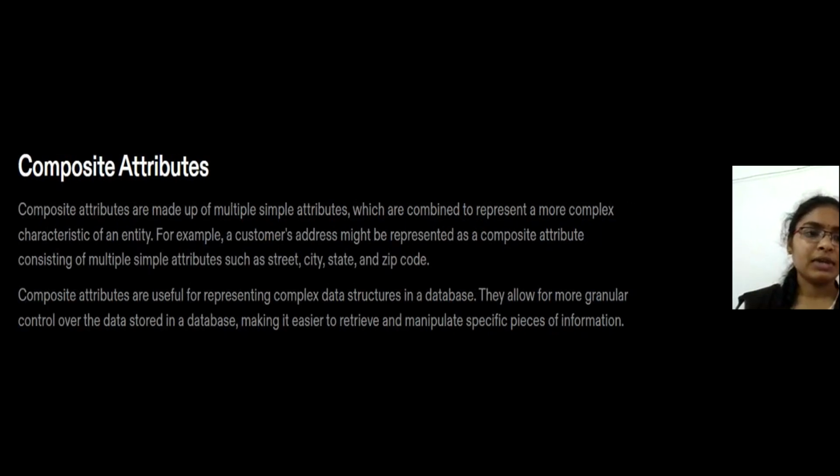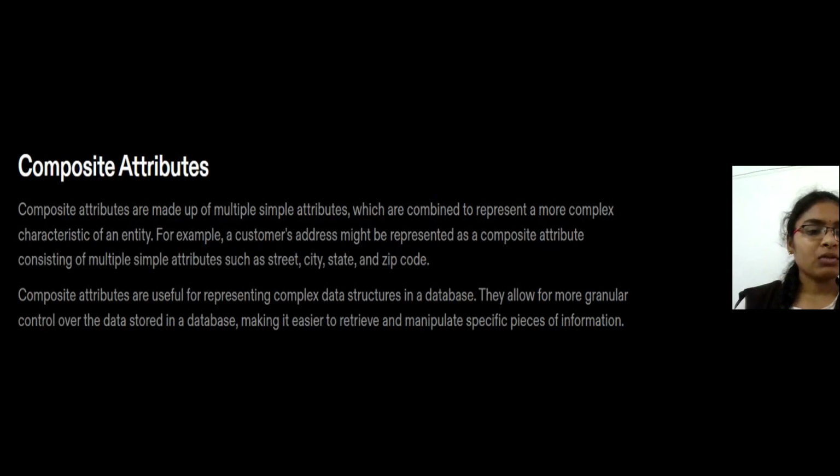Composite attributes are made up of multiple simple attributes, which are combined to represent a complex characteristic of an entity. For example, a customer's address might be represented as a composite attribute, consisting of multiple simple attributes such as street, city, state, and zip code. As we know, the address contains all these things, and we can have door number, street, city, state, etc.